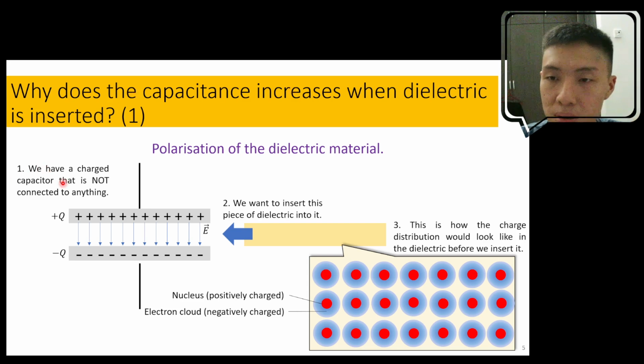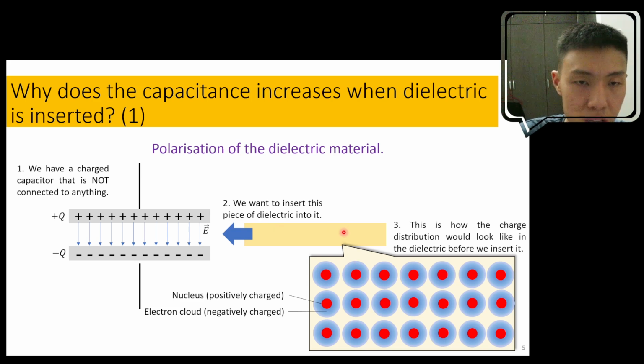Okay, so the first step is we have a charged capacitor that is not connected to anything. So this one is called an isolated capacitor. We are not connecting it to anything. Right now we want to insert this piece of dielectric into it. A dielectric is any kind of material, but it cannot be conducting, because if it's conducting, then the charge will just flow back to its original plate. Then you'll be discharged actually. So we insert any kind of insulator in between, and that insulator will act as a dielectric.